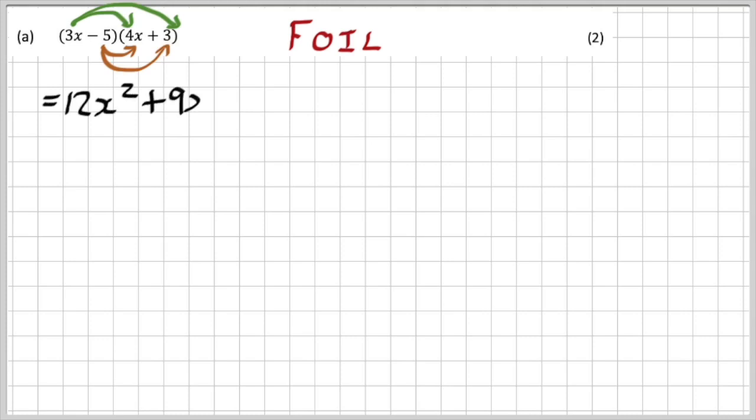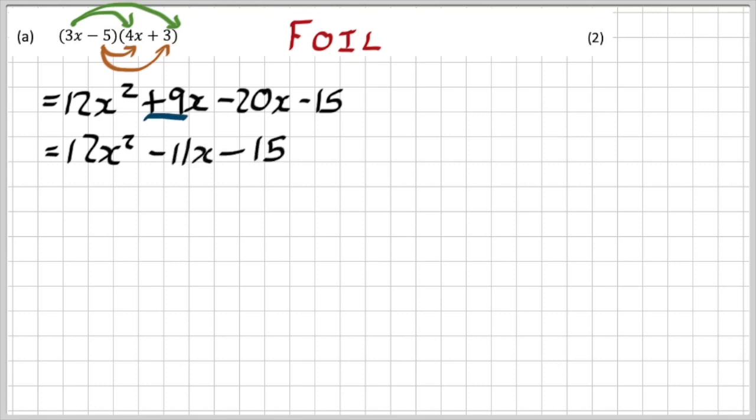So then, ladies and gents, let's start. 3x times 4x is 12x squared. 3x times 3 is 9x. Then I'm going to distribute the negative 5 into the back, which gives me negative 20x minus 15. Adding the like terms, which are the x's, so that negative 9x and the positive 9x and the negative 20x, gives me a final answer of 12x squared minus 11x minus 15.